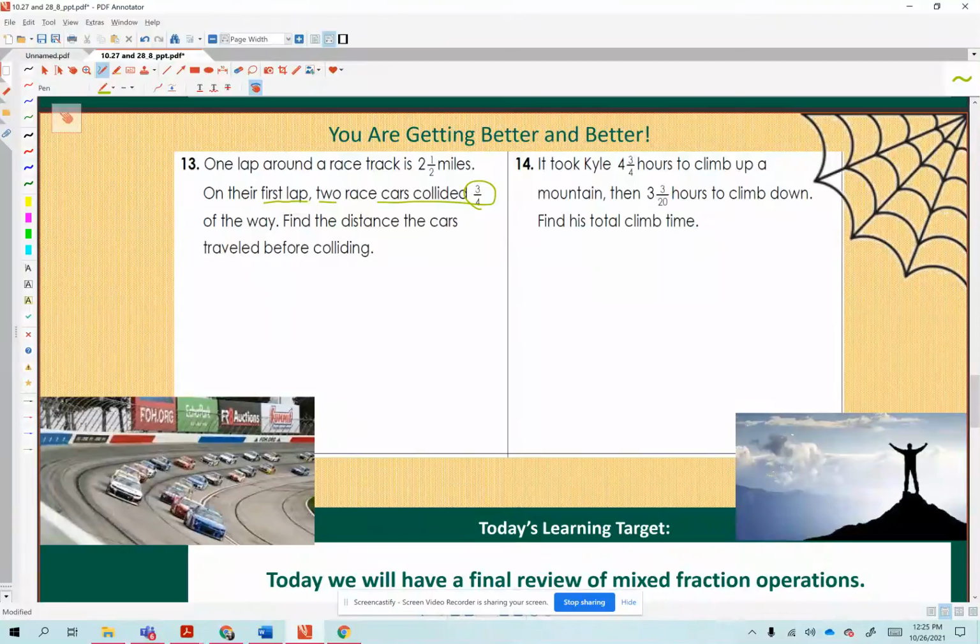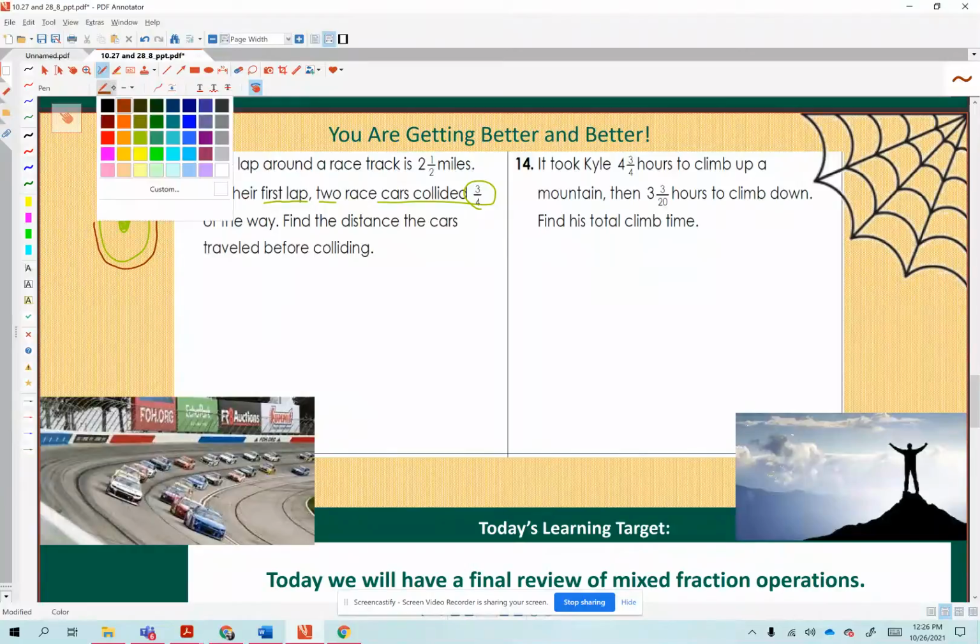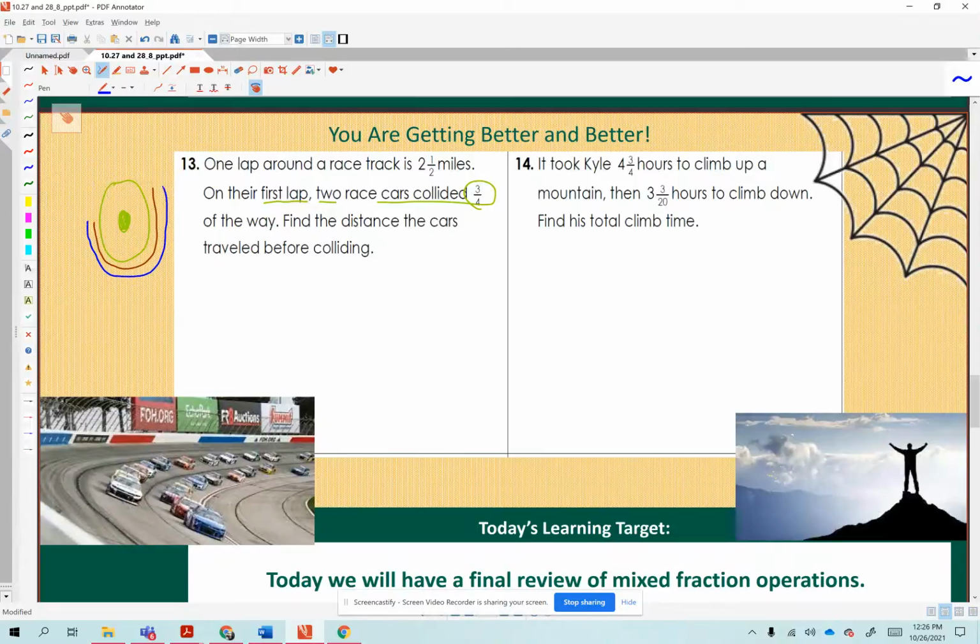So we have a racetrack. I guess that's the middle of the track. And we have two cars going around the track. There's one car. Here's another car going around the track. And when they get 3/4 of the way around the track, they collide. Not a good thing. I hope nobody got hurt. So the question is, find the distance the cars travel before colliding. So we're talking about miles. Let's be mindful of that.